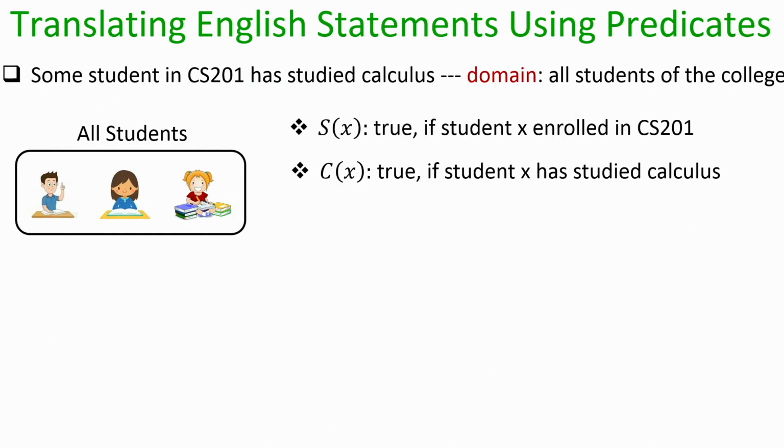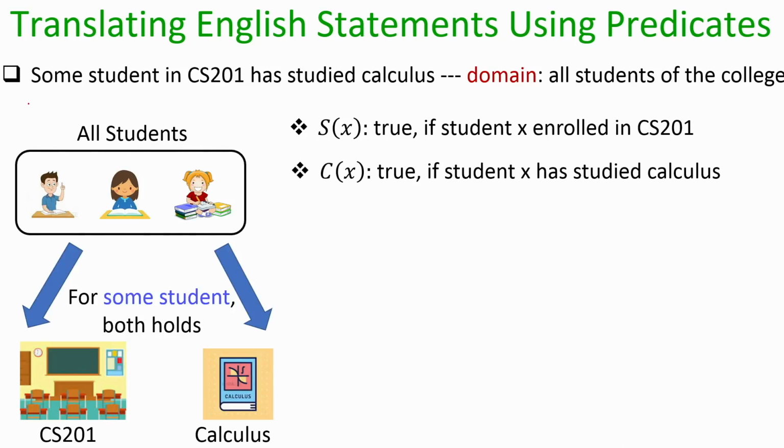So, my domain is still the students of my college, and I want to represent the statement that some student in class CS201 has studied calculus, and let me retain the same 2 predicates S of x and C of x from the previous example. Again, we have to understand whether this statement is universally quantified or existentially quantified, whether it involves any kind of if-then or not, and so on.